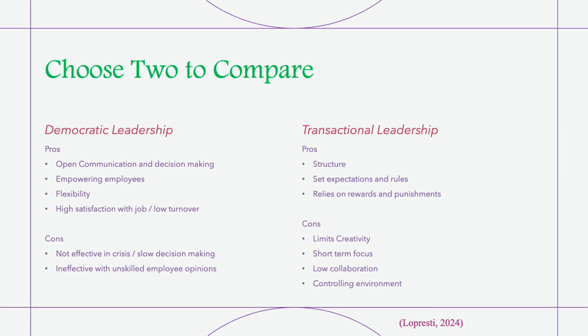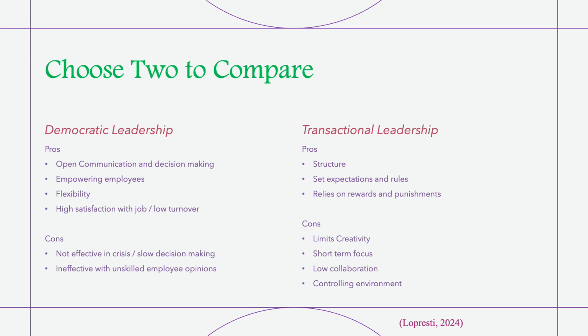Now let's choose two and go into more detail about those two. So I chose democratic leadership as well as transactional leadership. So as you can see on the slide, transactional leadership shows that there's open communication and decision making within an organization. It empowers its employees, allowing for flexibility with rules, regulations, and processes.